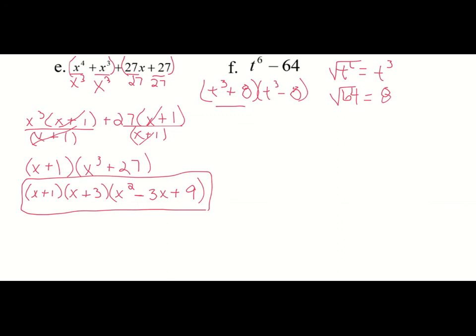All right. So we're going to have t plus 2 times t squared minus 2t, because again, you square that first term, multiply a and b together, and then plus 4. And then I have to factor t cubed minus 8, so that's going to be t minus 2 times t squared plus 2t plus 4. And that will be our final answer.